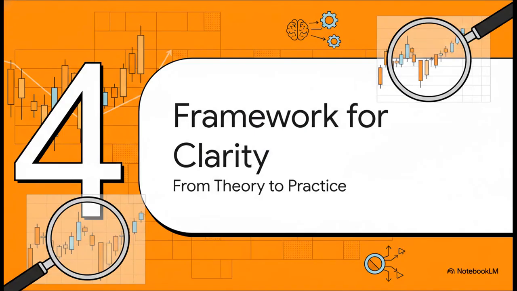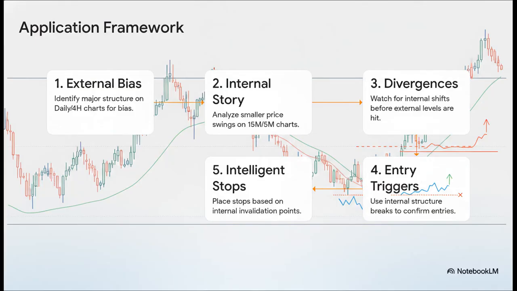So how do we actually put this to work? How do we go from just knowing this stuff to using it? It's all about systematically looking at the market through this new lens. Here's a simple framework to get you started. 1. Identify your external structure, your mountain peaks, on the daily or 4-hour to get your main bias. 2. Zoom in. Go down to a lower time frame, like the 15-minute, and start analyzing the internal structure, the path. 3. This is key.